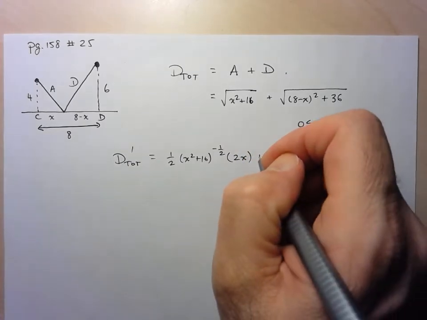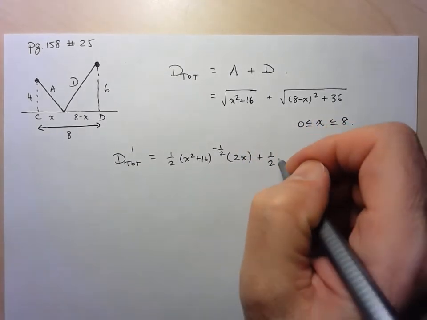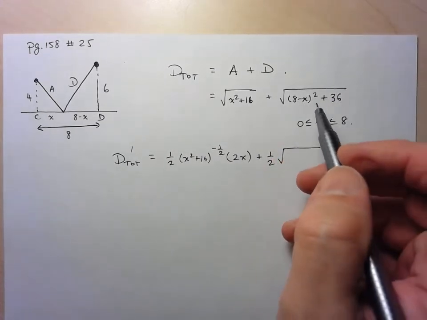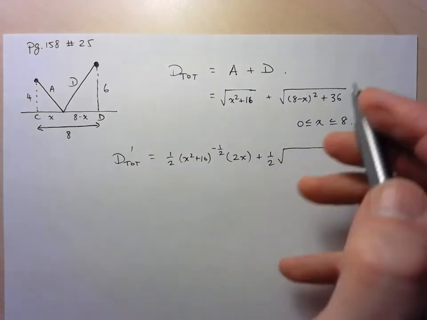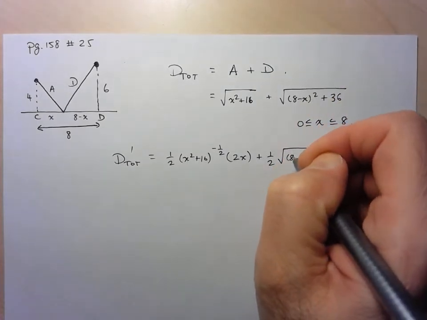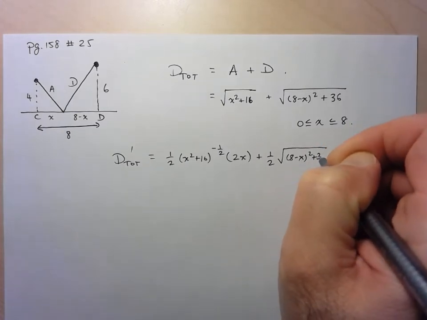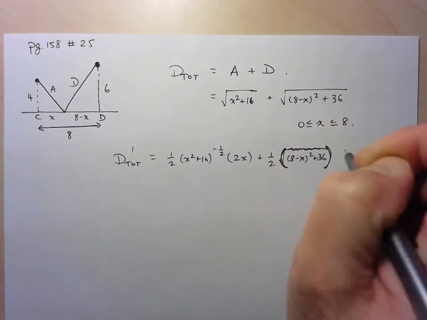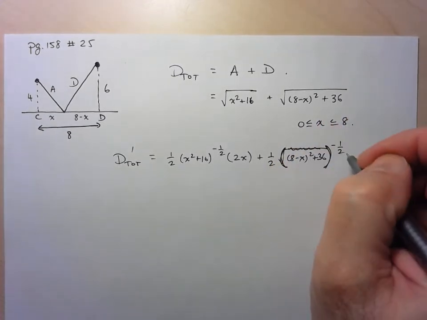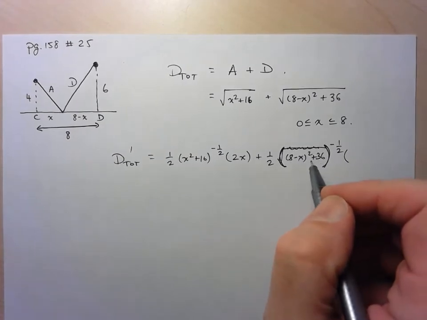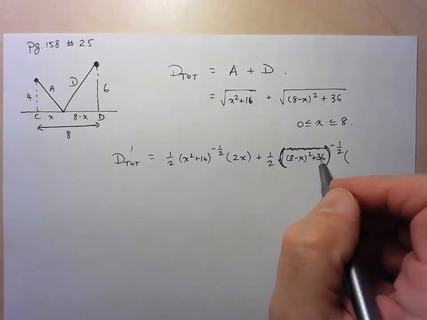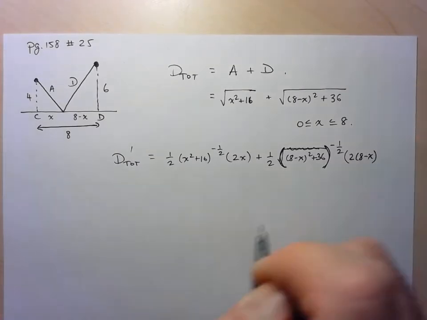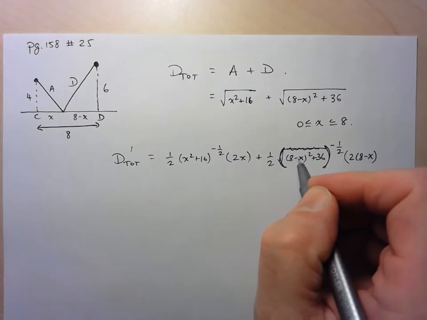Okay, then here we've got 1/2 times. Now, I'm going to see if I can avoid actually squaring this thing. Who knows? Maybe I won't actually have to do it. So I'm going to keep it as it is. So we have (8 minus x) squared plus 36. Oops, sorry, this should be in brackets here. To the negative 1/2. And now I need to take the derivative of this inside portion. Okay, so that's just a constant. It'll be 0. So here I have 2 times (8 minus x), times the derivative of 8 minus x, which is just going to be negative 1.